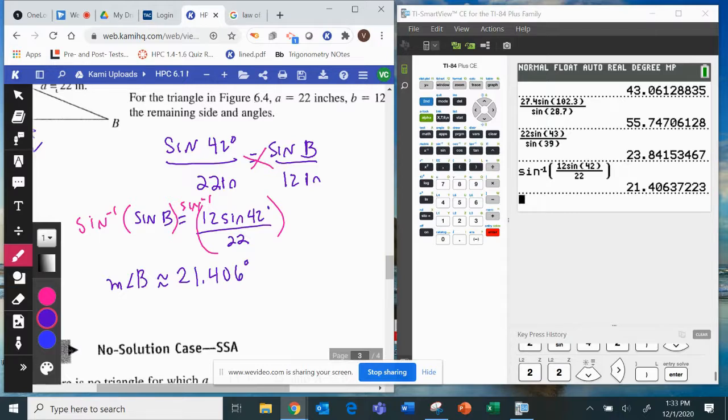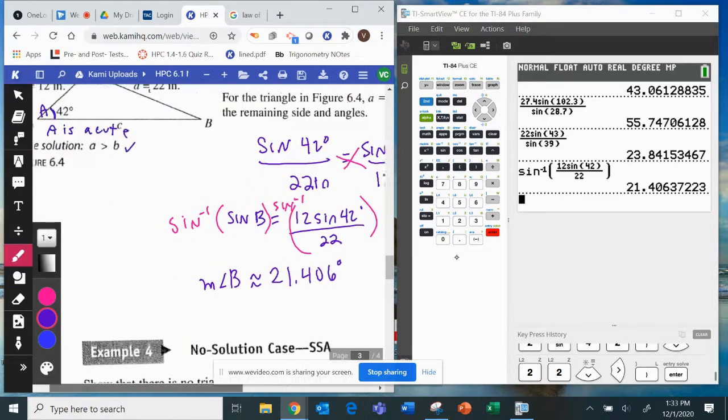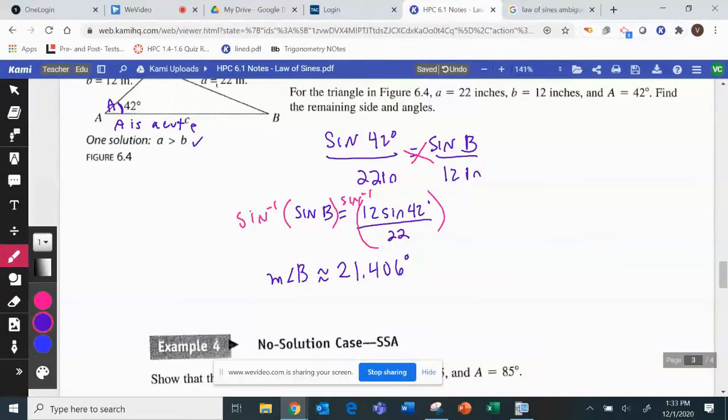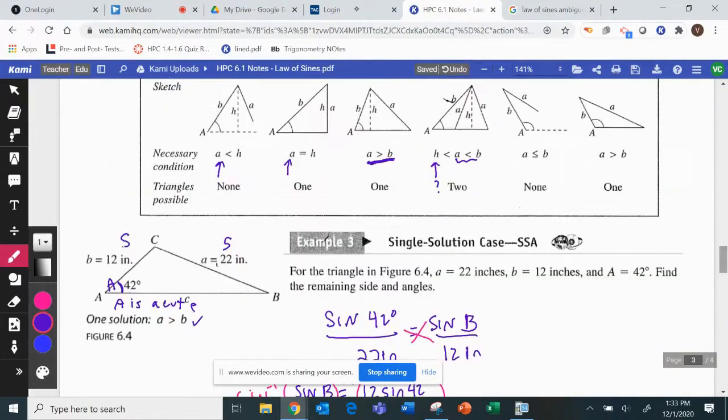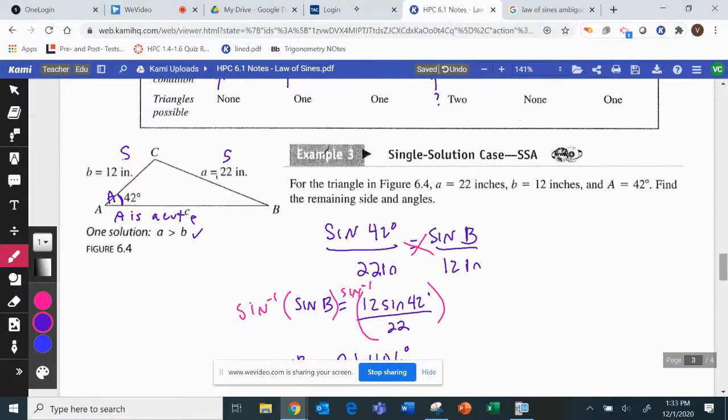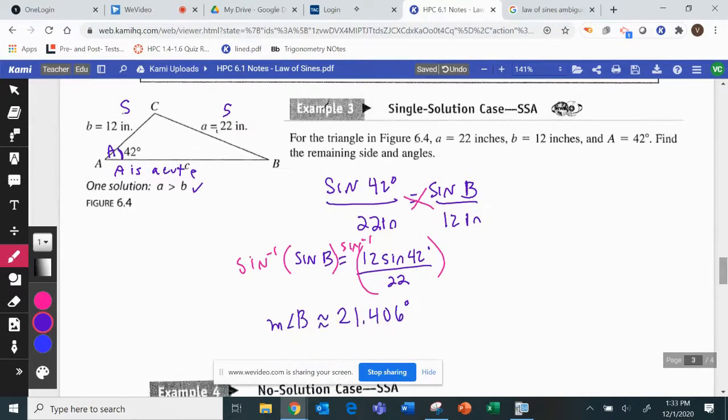Then we get 21.406. Determine if that seems reasonable. I think it seems reasonable. It's got to be smaller than the 42 because the side across from it is smaller. So what could we find next? What do we have to find next? Angle C, measurement of angle C. We just use our triangle sum theorem, 180 degrees.